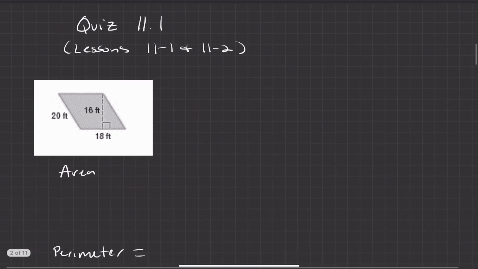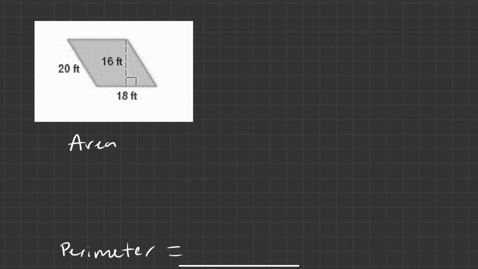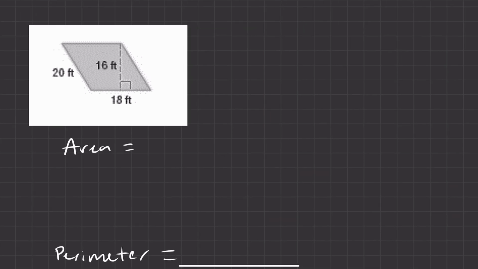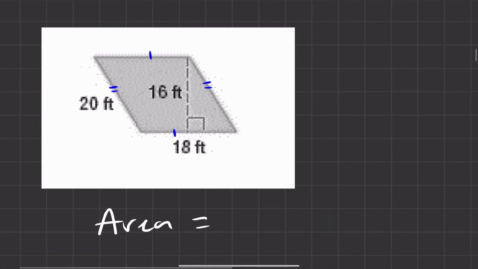Here we go. Quiz 11.1, which will go over lessons 11.1 and 11.2. I have a parallelogram. I'm going to find the area and the perimeter of this figure. Since this is a parallelogram, it's important to know that opposite sides are congruent and opposite sides are parallel, but I'm not going to mark the parallel sides. So, this is 20 feet, that's 20 feet. That's 18 feet, that's 18 feet.